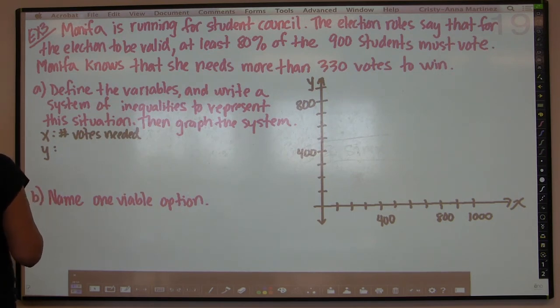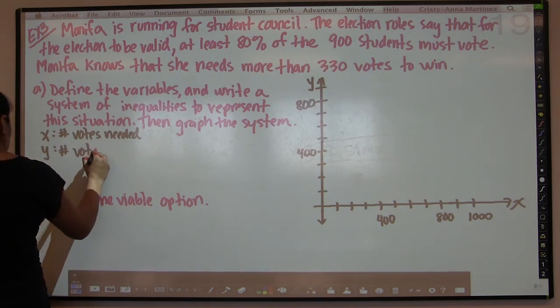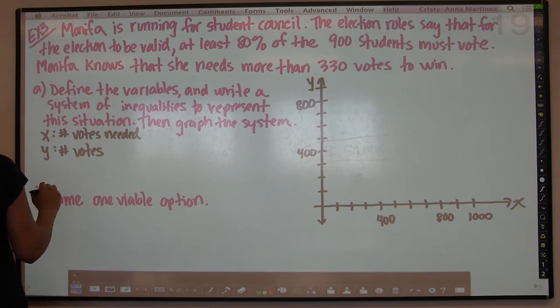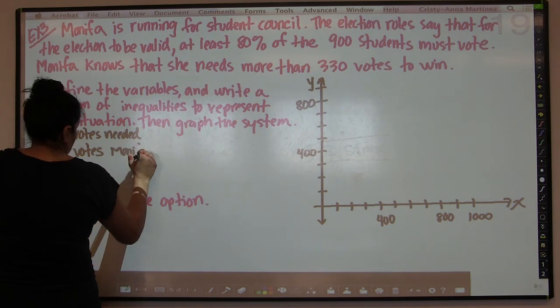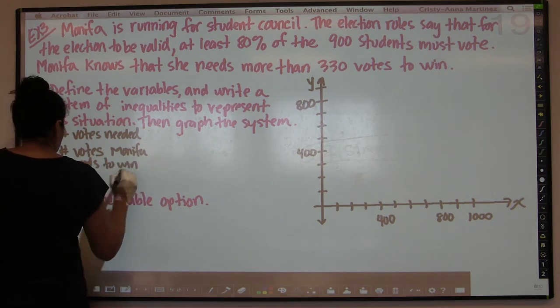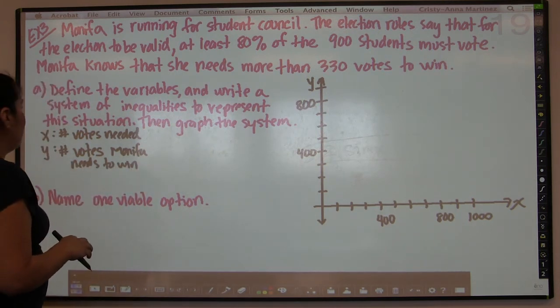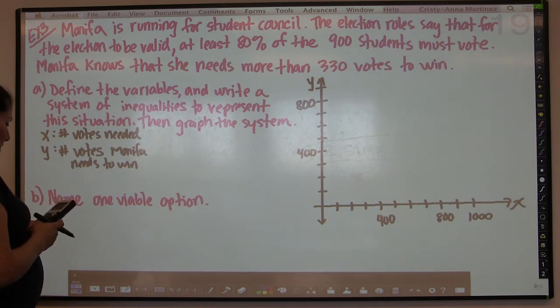And then Y is going to be the number of votes that Monifa needs to win. Okay? So we go back and read here. It says the election rules say that for the election to be valid, at least 80% of 900 students must vote. So we need to calculate what 80% of 900 is. So 900 times 0.8 is 720.